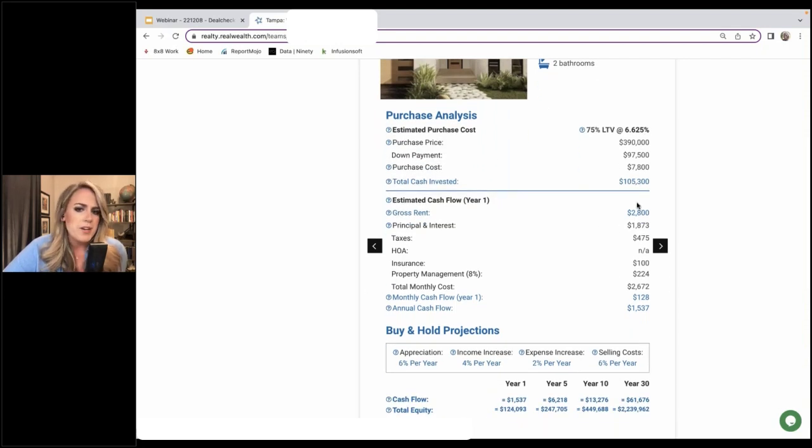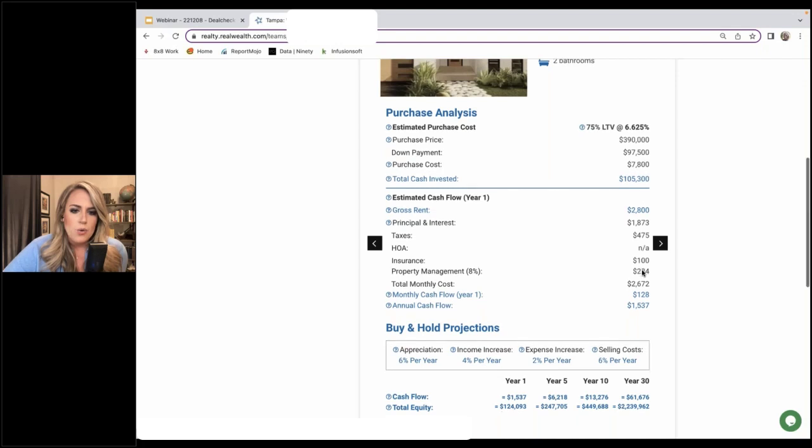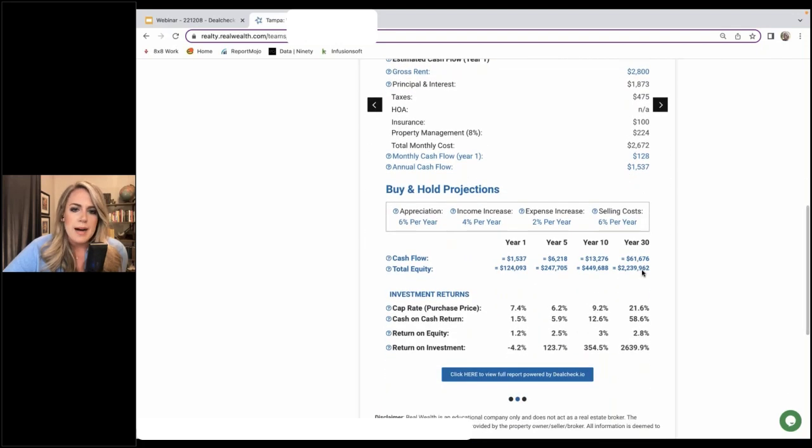Okay, so this looks very familiar to our previous pro forma. And so it's not where I want to spend the majority of our time today. What I really want to show you is this buy and hold projections section. So as I mentioned, we know properties are appreciating. We know the income is increasing on those properties, the rent. We also know that our expenses are going up. So we have made some assumptions so that we can extrapolate these increases over time on our investment.